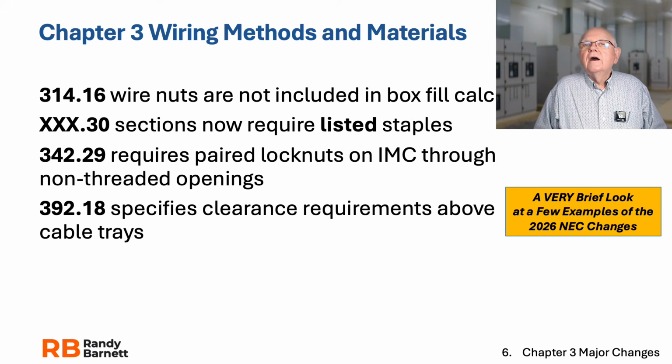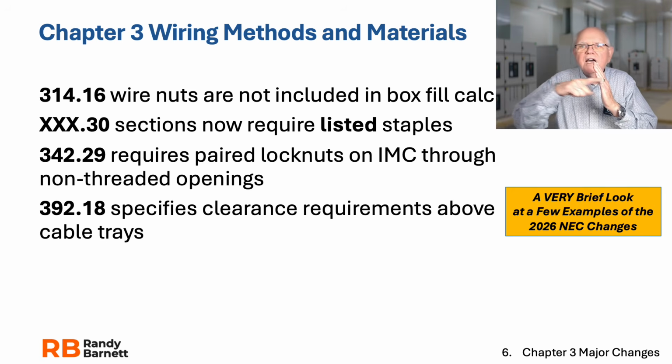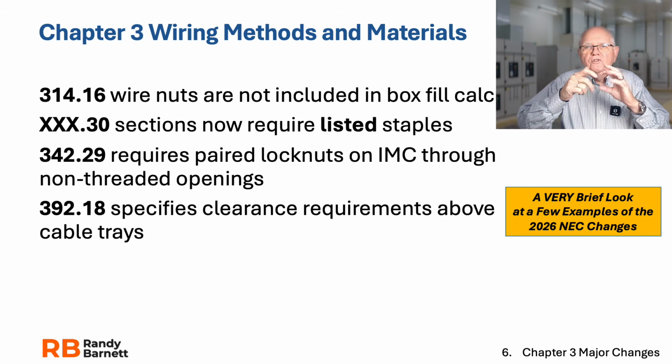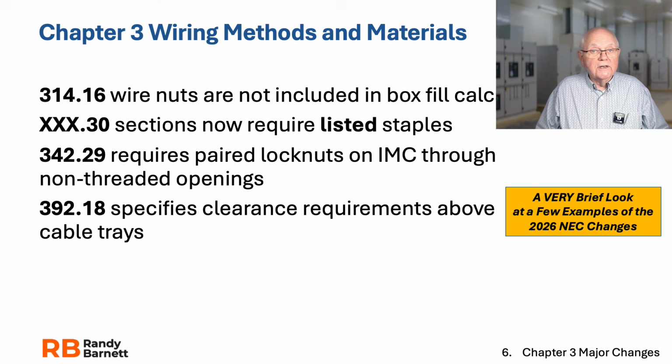342.29 on intermediate metal conduit, IMC. So on type IMC conduit, when I put a piece of IMC conduit into a box, I have to use paired lock nuts. In other words, put a lock nut on either side of the box and tighten them down. That's a requirement with IMC now. Non-threaded openings, 2 lock nuts. 392 is on cable trays, right?